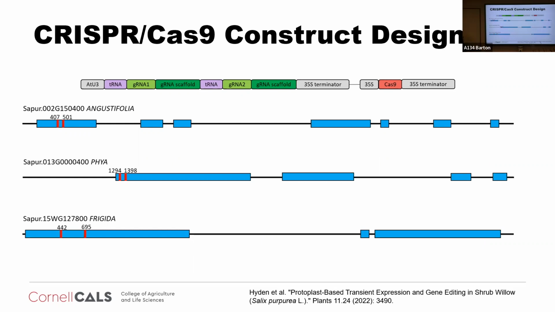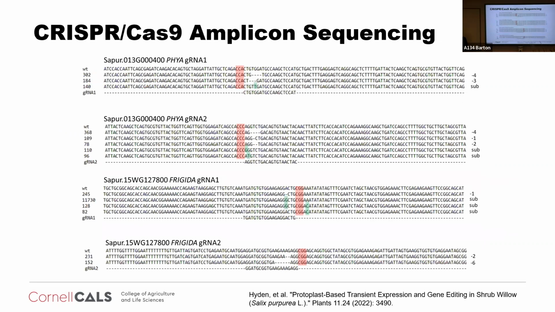And so we did amplicon sequencing on those protoplasts, and those results are shown here. So this top line on each set is the wild type sequence, and we have each of the other sequences we detected and the number of amplicons of those. And then highlighted in red is the PAM sequence, the protospacer adjacent motif, where the guide RNA targets.